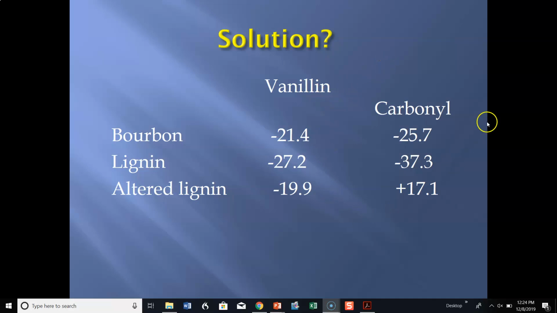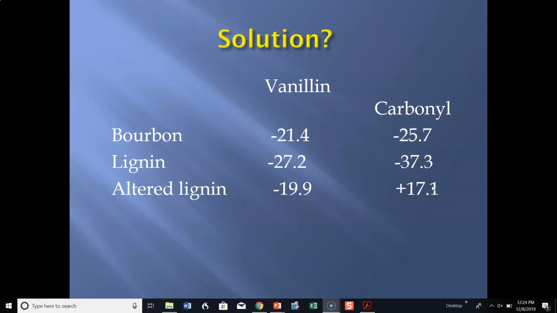What the police, so to speak, do now is they look at the carbon-13 ratio only on that carbonyl group. And you'll find a bourbon vanilla, which of course is the premium, is minus 25.7. But lignin is minus 37.3, but if it's been adulterated, it shows up as being a plus 17.